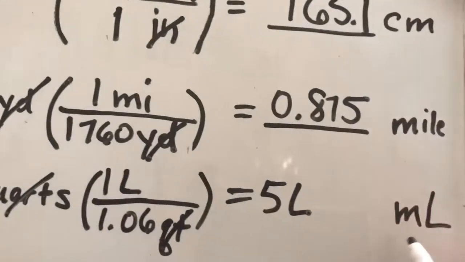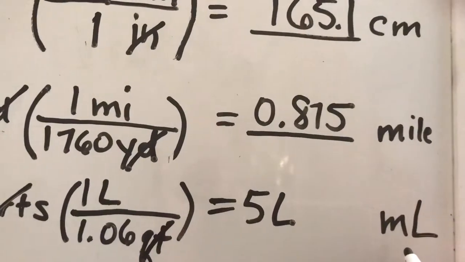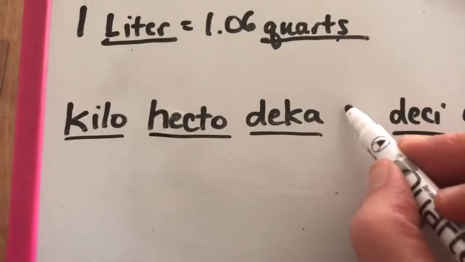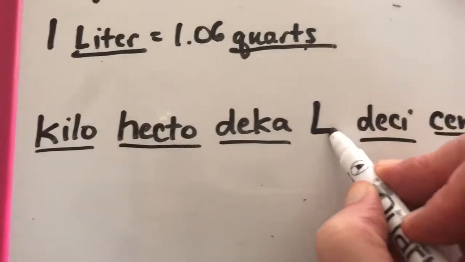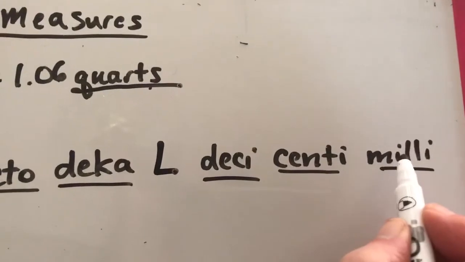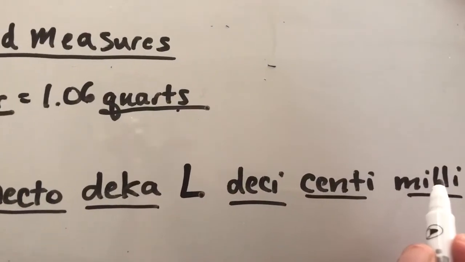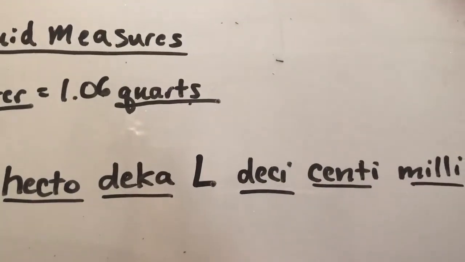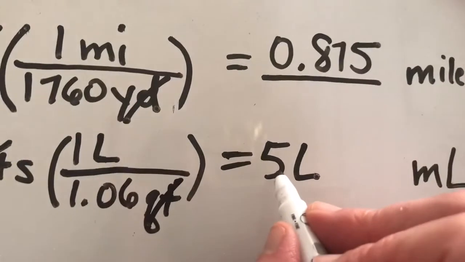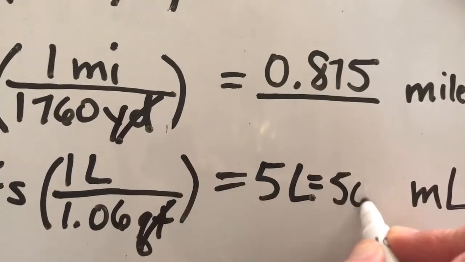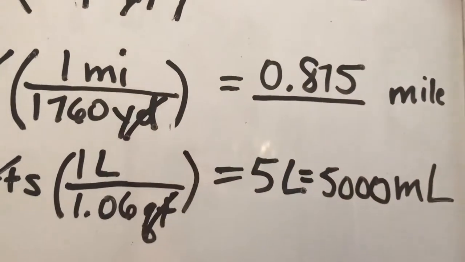And now I want to convert that into milliliters. So think back to my metric chart. If I've got liters in the middle, and then milliliters over here, I'm going to have to move 1, 2, 3 columns, or in other words, move my decimal point 3 places to change from liters to milliliters. So if I move it 3 places to the right, 5 liters converts to 5,000 milliliters.